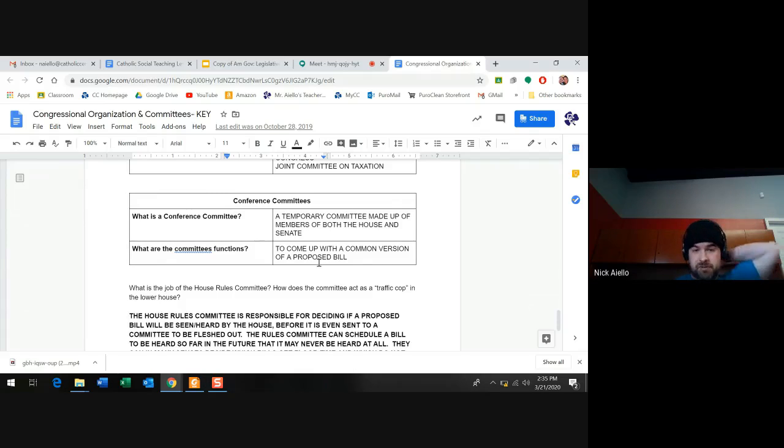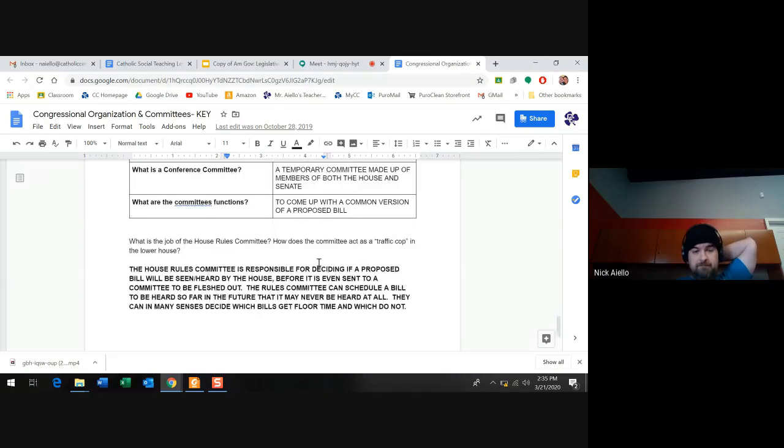Now, the House Rules Committee. This is a standing committee, and the House Rules Committee is responsible for deciding if a proposed bill will be seen or heard by the House. So they act as a traffic cop, as the question asks. They act as a traffic cop in the sense that they decide if a bill even gets discussed. If they don't like a bill, these members of the House committee, they can very well just push it down the line so it never gets heard or discussed at all.